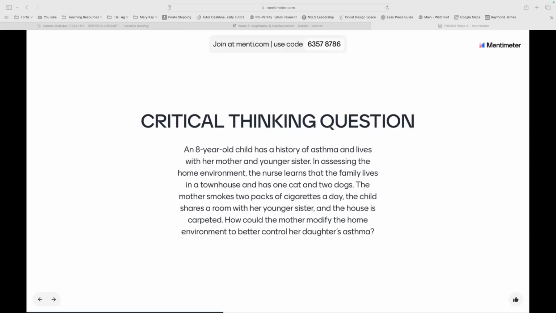And then ideally, no pets, honestly, for asthma. But just making sure that pets aren't in bed with the child, especially making sure they're not right up in their face all the time. Good job, guys.